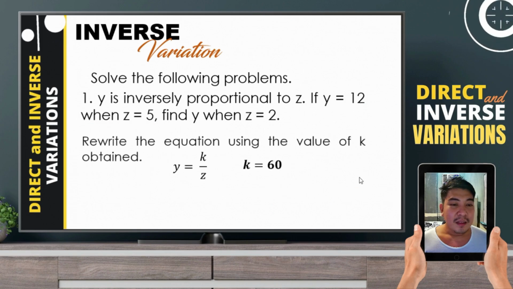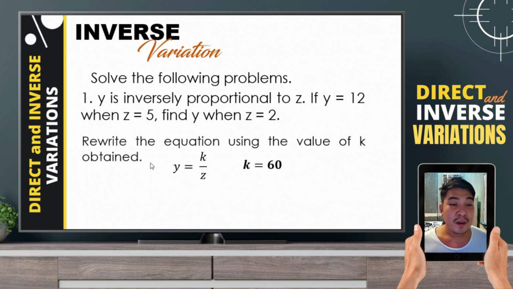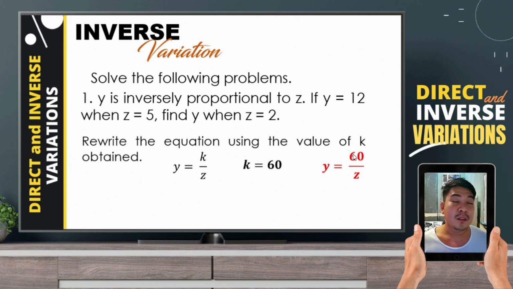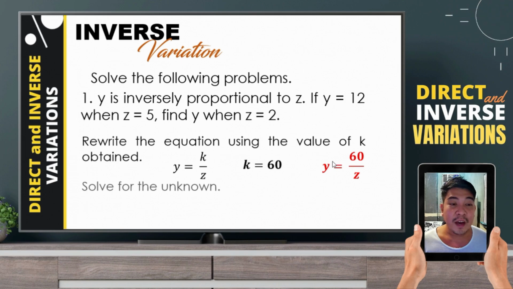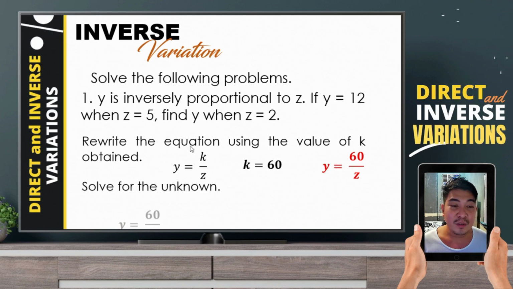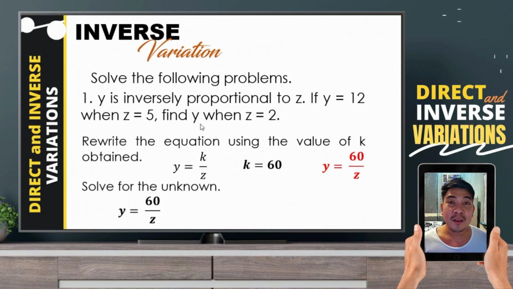So, next, rewrite the equation using the value of k. So, yung original translation natin, which is y is equal to k over z, and then the value of k, which is 60, substitute natin yung value ni k. So, therefore, that will be y is equal to 60 over z. And this one will be used for us to find the unknown. Ano yung unknown? Find y. So, ang hinahanap ay y.